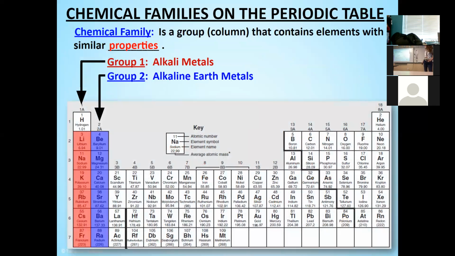Wait, isn't it a gas? Radium is not a gas. All of the alkaline earth metals over here are solid. Radon's a gas, but all of these guys in these families are going to be solid. All of them are going to be solid.